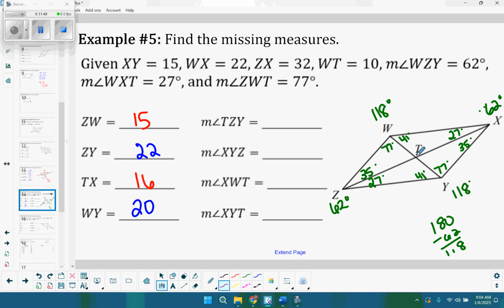TZY. That points to the 27. X, Y, Z. That's the whole angle here at Y, so that's 118 degrees. X, W, T is pointing to the 41. And then X, Y, T is pointing to the 77.